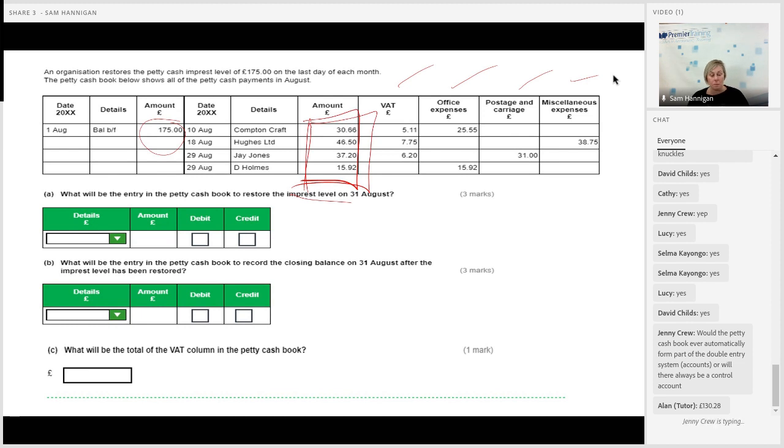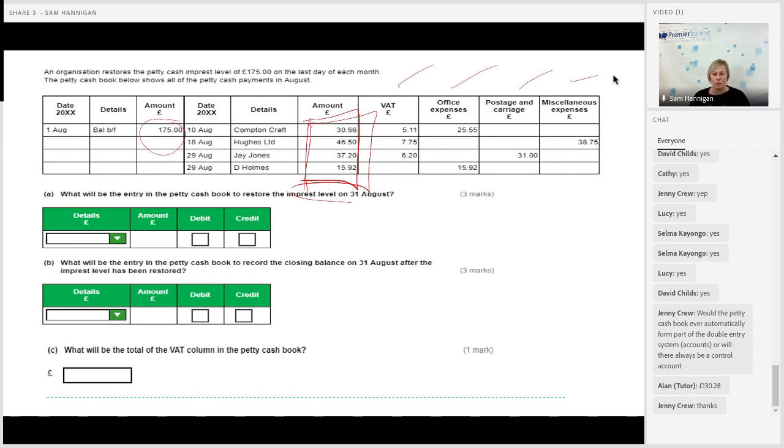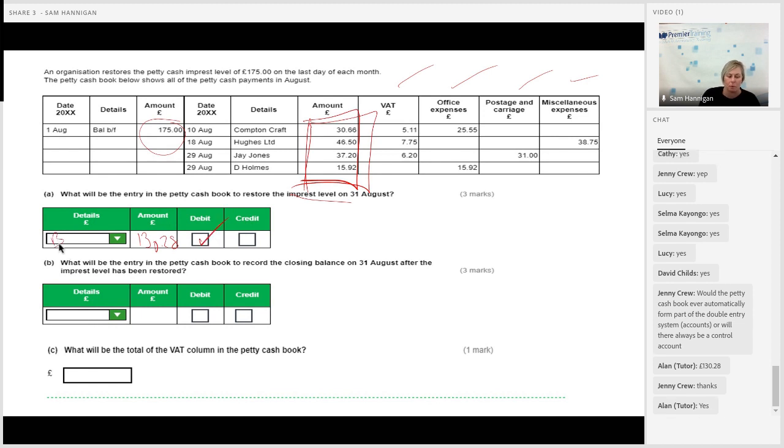Okay, so what will be the entry? So Alan's just totaled it up. Yeah, so details would be one. Is that how much I need, Al? Yeah. Okay, and what I need to do is to restore it. I need to debit the petty cash, and I'll be getting the money from the bank account. So I need to get the money out of the bank to put it back into the petty cash to take it back up to 175.